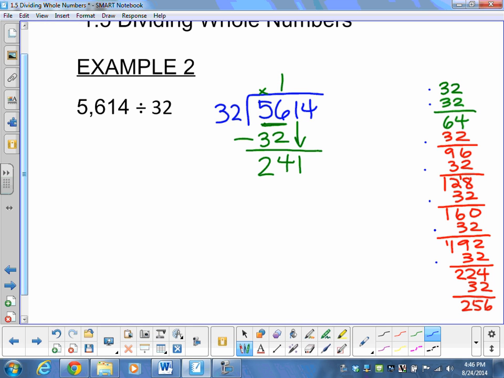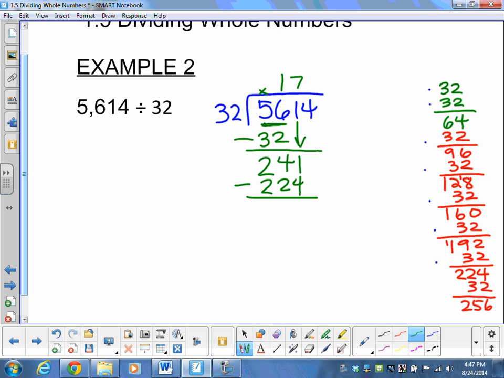7 32s gave me an answer of 224. So I'm going to put a 7 up here. And we said 7 times 32 is 224. Now I must subtract to see how much I have left over.